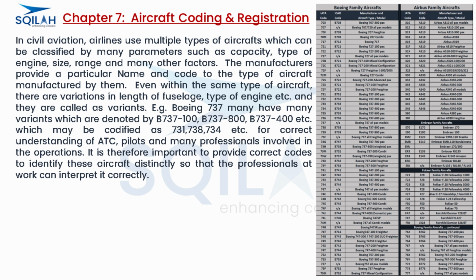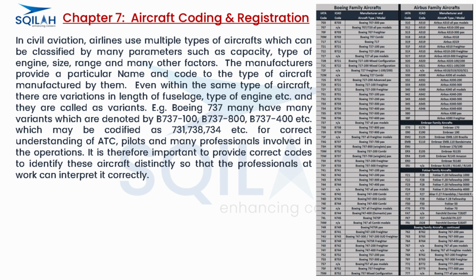Even within the same type of aircraft, there are variations in length of fuselage, type of engine, etc., and they are called variants. E.g., Boeing 737 may have many variants which are denoted by B737-100, B737-800, B737-400, etc., which may be codified as 731, 738, 734, etc., for correct understanding of ATC, pilots, and many professionals involved in the operations.